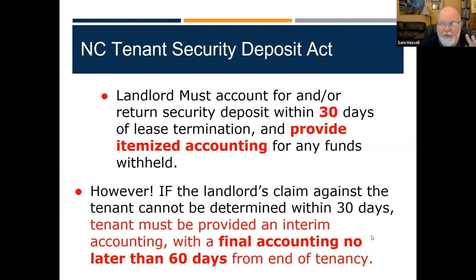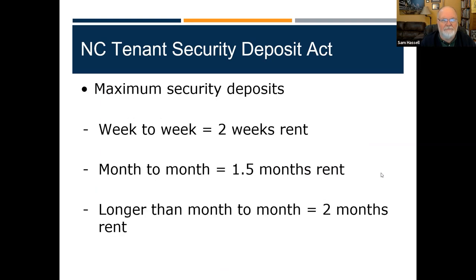The way I understand the law, if you don't give them that money back, whatever they're owed, they could get triple that back. I believe if you don't hit the 60-day mark, they can get three times that back. So this is something that you want to get back to them. That's the law, right? That's the law.